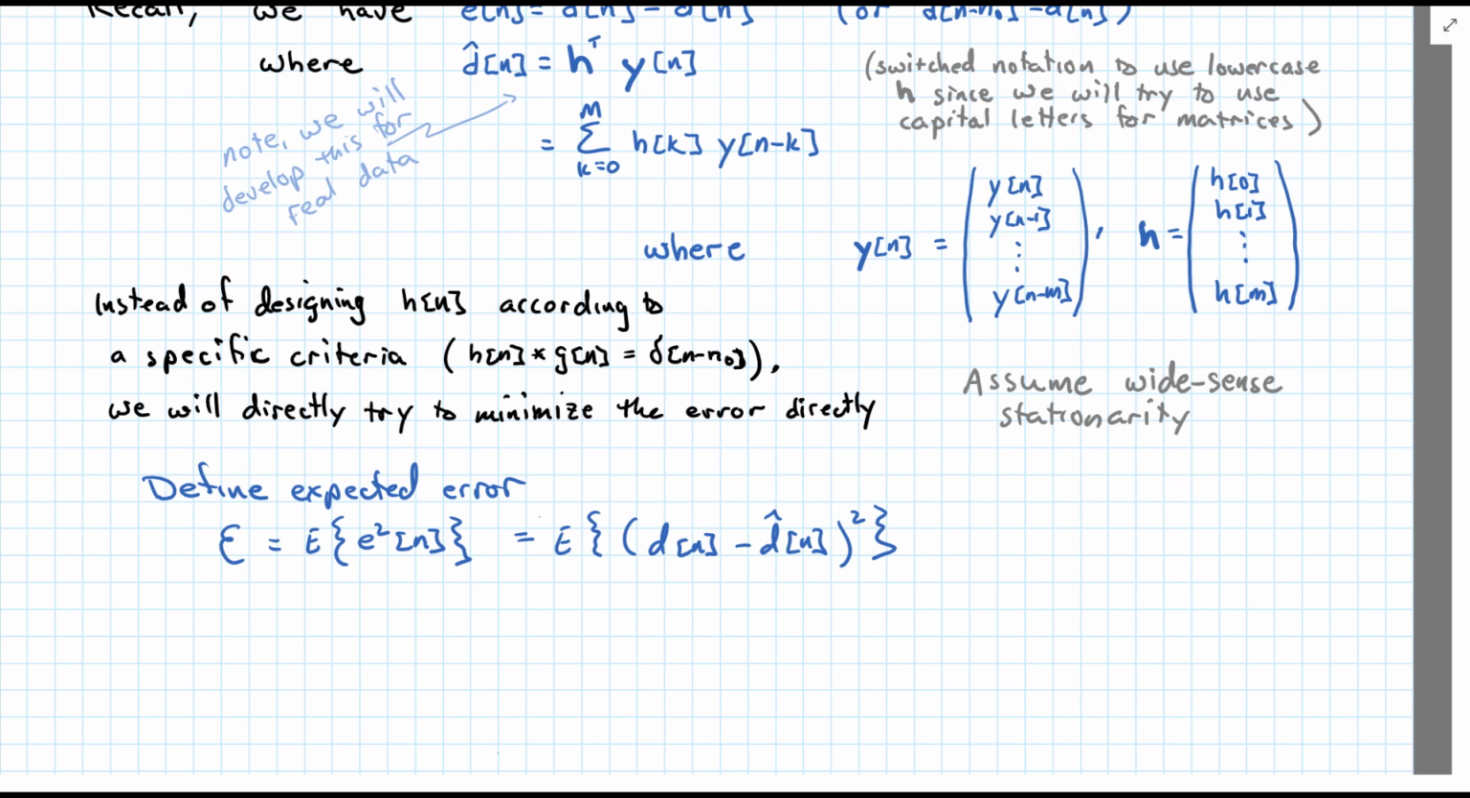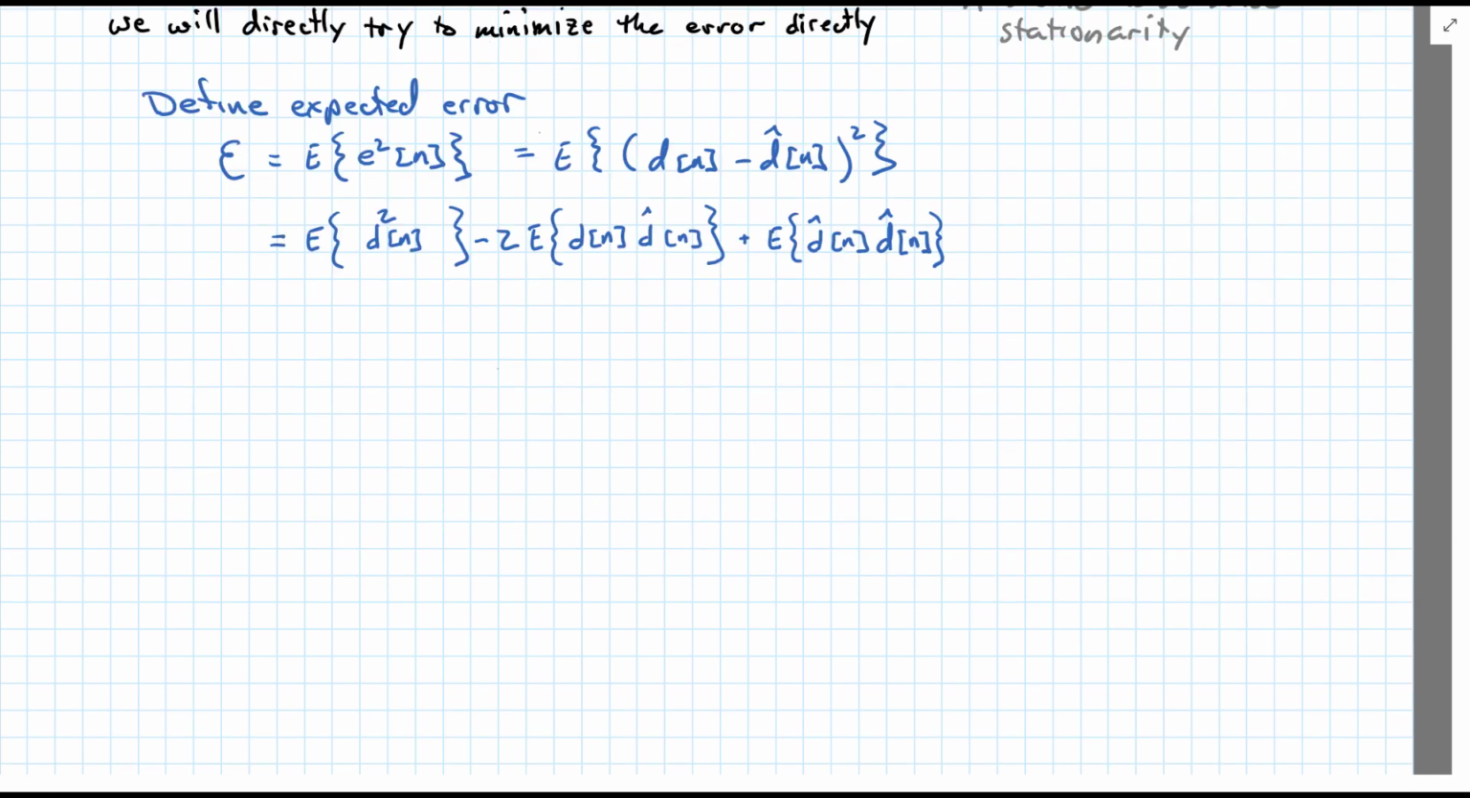And now the job is just going to be go through and expand this out and go about minimizing it. Now there are also a couple ways of minimizing this. One is by completion of squares, and the other is by just straight calculus. So we're going to go the calculus approach. So our first step is just to multiply the squares out, and since expectation is linear, we get this sum of expectations.